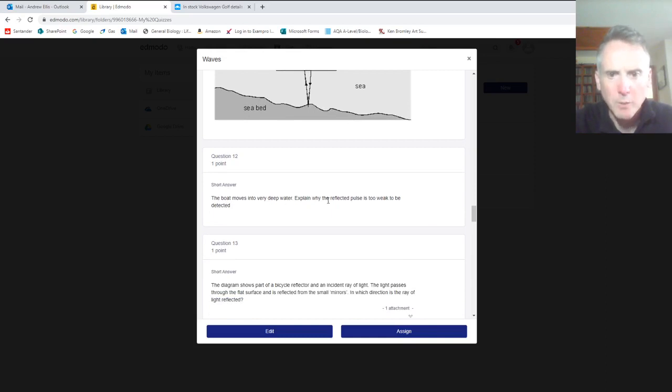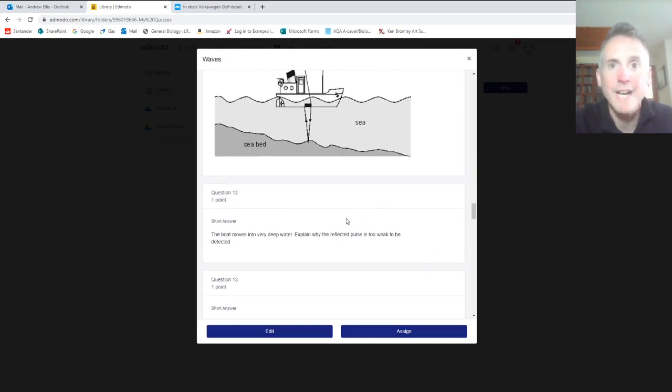The boat moved into very deep water. Explain why the reflective pulse is too weak to be detected. Waves spread out, they disperse. So you can't just say they become too weak because it says too weak in the question. So yeah, the waves are spreading out. You get this spreading out effect. Okay.